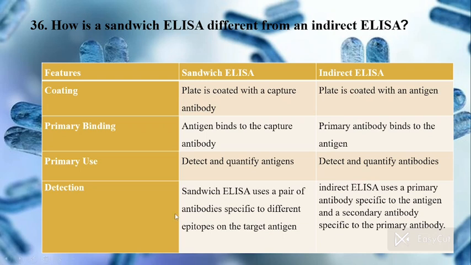And for indirect ELISA, they are going to use the primary antibodies, as we have seen for primary binding, which is followed by secondary antibodies which are specific to that primary antibody. That secondary antibody is conjugated with an enzyme which is going to react with a substrate and give a visible color.